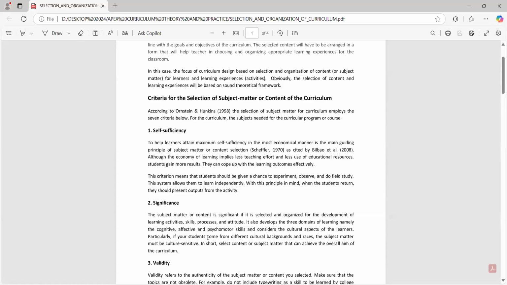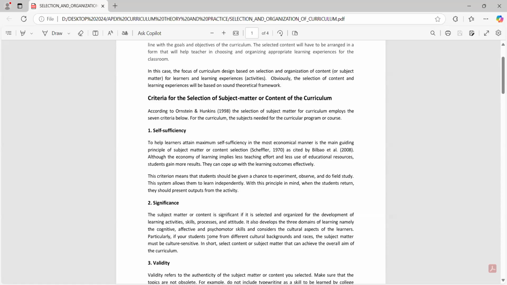Right. Okay. Thank you, Sumaya. Now, the first criteria in the theoretical framework of selection of the subject matter for the curriculum is self-sufficiency. Self-sufficiency means that the content, the subject matter that you select, should be very economical with regard to time, with regard to utility value, and with regard to resources, with regard to the results.